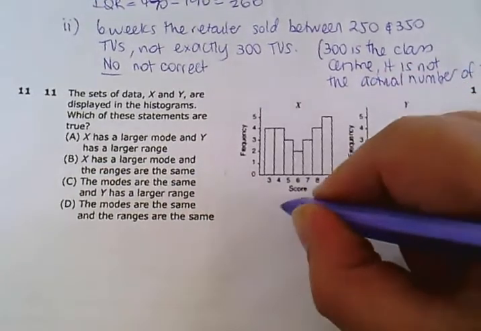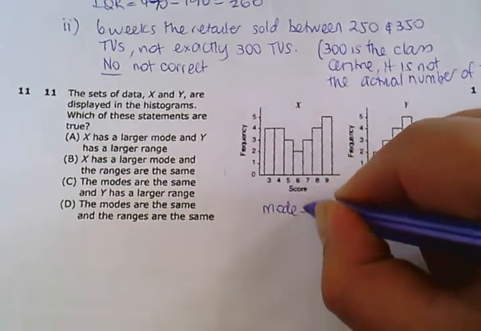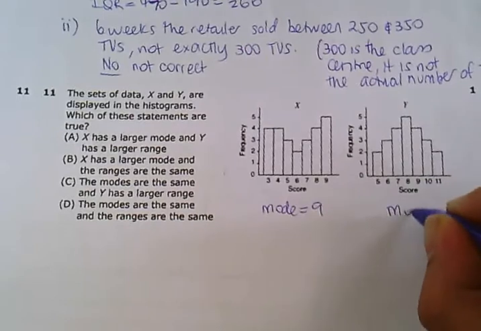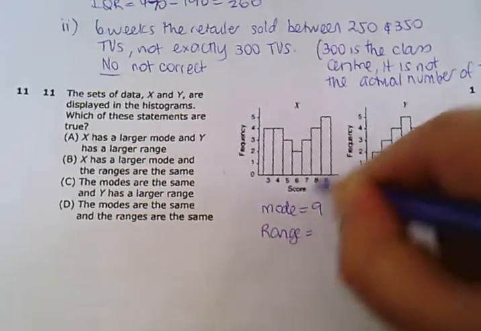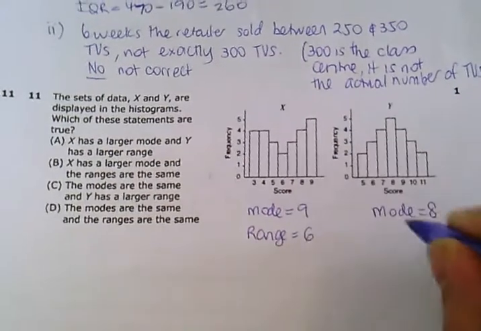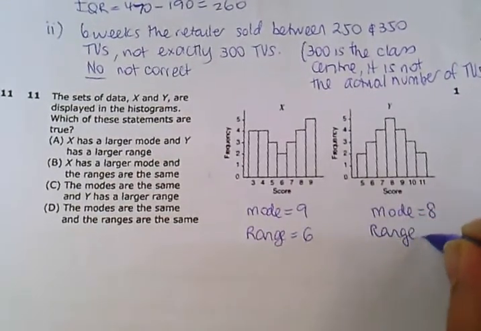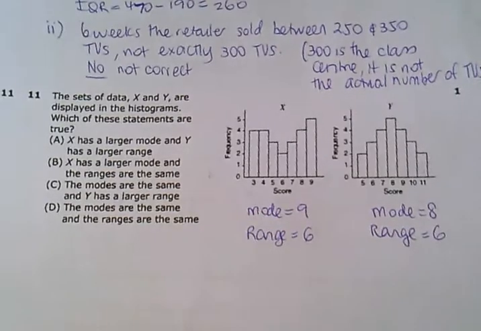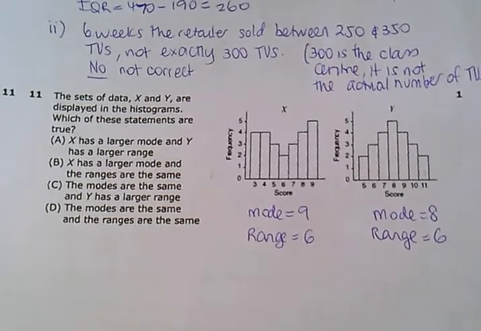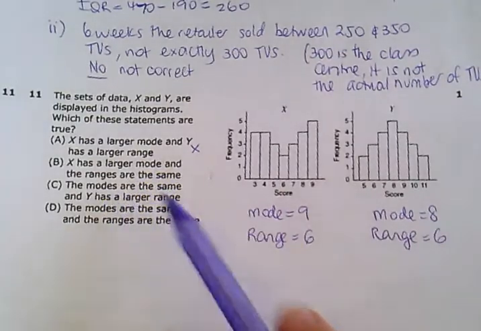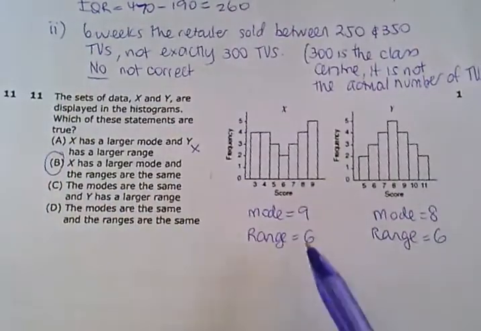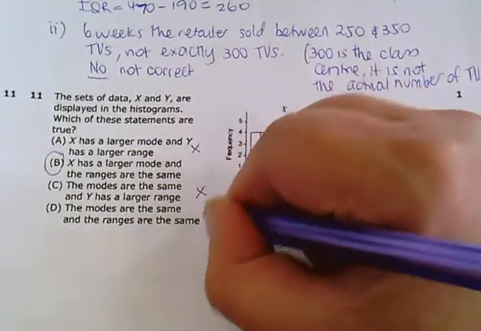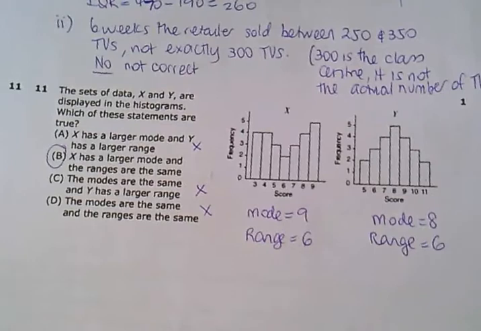What's the mode of X? It's 9. What's the mode of this? And what's the range? 9 minus 3 is 6. And the range is 11 minus 5 is 6. So it can't be A. X has a larger mode and the ranges are the same. That looks good. The modes are the same. That's wrong. And the modes are the same. That's wrong. So it's B.